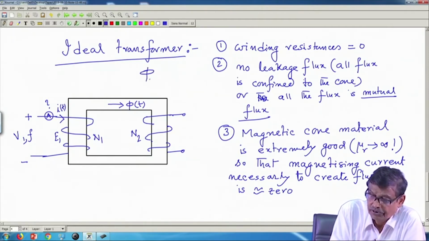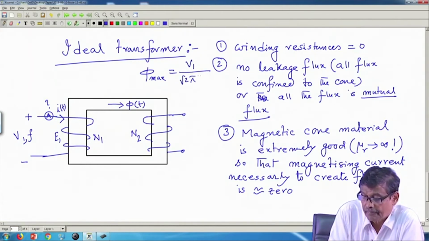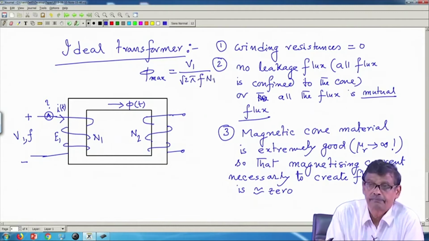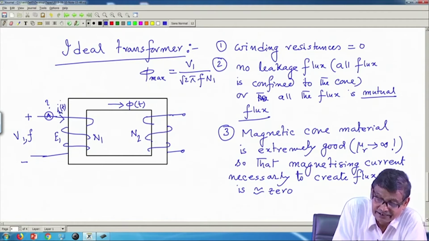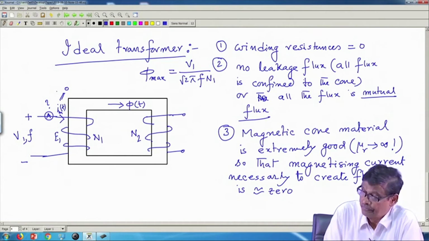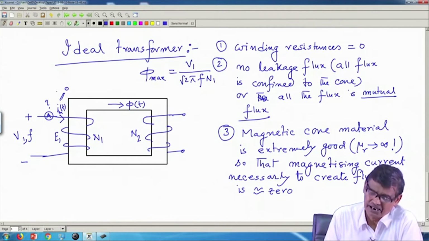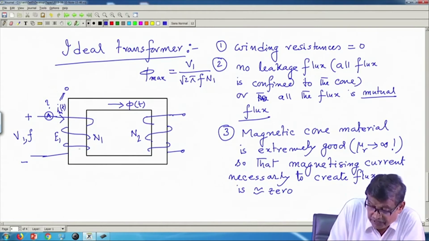Mind you, although you require vanishingly small current, but phi max is finite and its strength is this one. It will draw magnetizing current and this current is practically 0, if I assume the magnetic material is of very high quality, having very large permeability. And all the flux here is confined to the core.